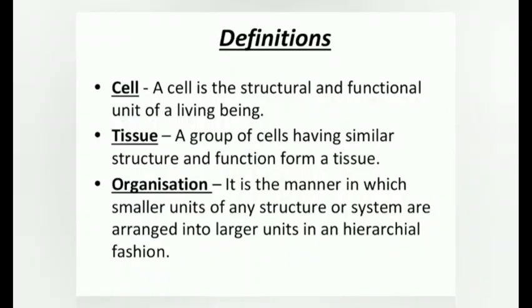Students, you may now note down the definitions which I am going to revise with you. A cell. A cell is the structural and functional unit of a living being. Tissue. A group of cells having similar structure and function form a tissue. Organization. It is the manner in which smaller units of any structure or system are arranged into larger units in a hierarchical fashion.